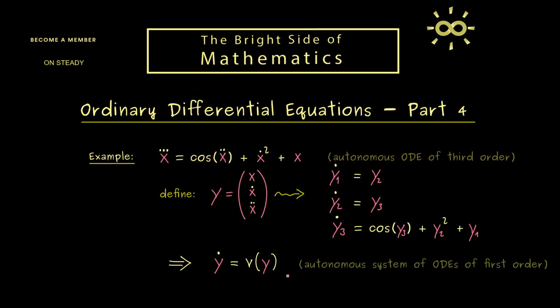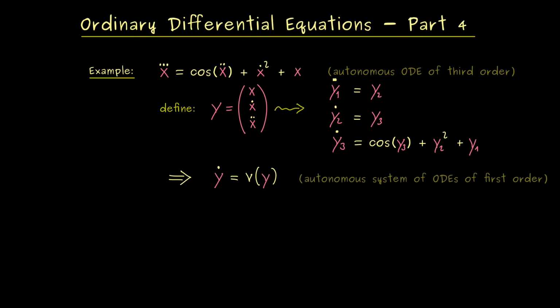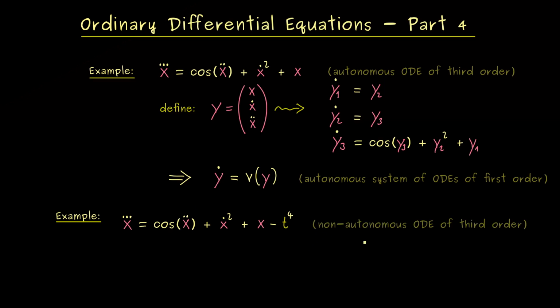So we conclude, if we understand in general the system of first order ODEs, we can also understand higher order ODEs. However, at this point you should ask, what can we do if we have a system or an ODE which is not autonomous? For this, let's simply look at the next example. So let's say we have a similar example as before, but now also t occurs on the right hand side. So maybe we find minus t to the power 4 here. Hence, this is now a non-autonomous ODE, but still of third order.